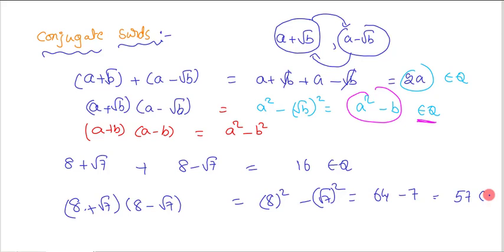Again a rational number. By this we can conclude that the binomial surds in the form of a plus root b and a minus root b are said to be conjugate surds to each other, and the sum of two conjugate surds is a rational number, and the product of two conjugate surds is also a rational number, as in the examples we have discussed. Is it clear? Now let us go to the rationalizing factor.